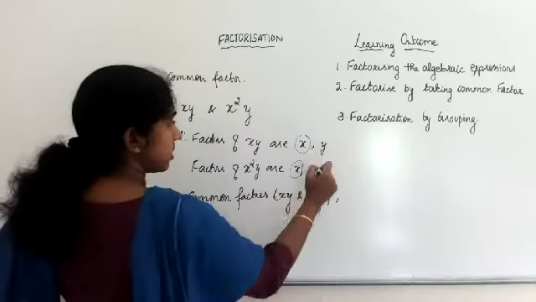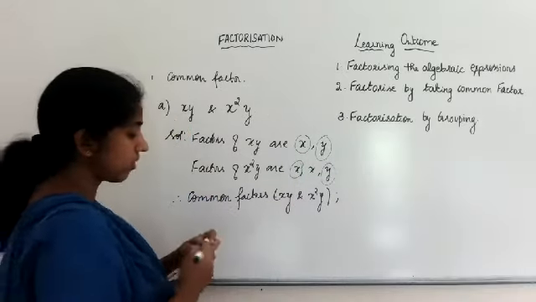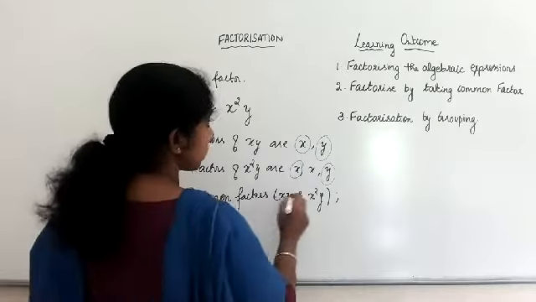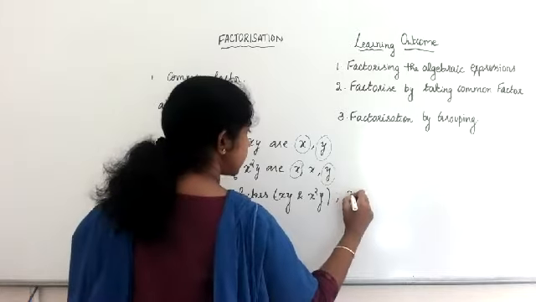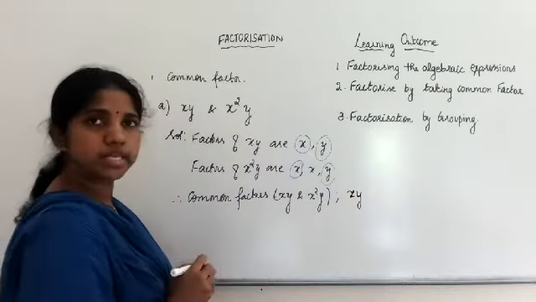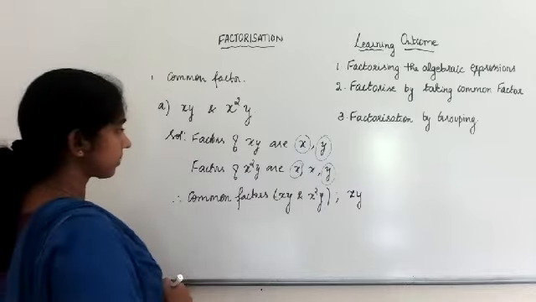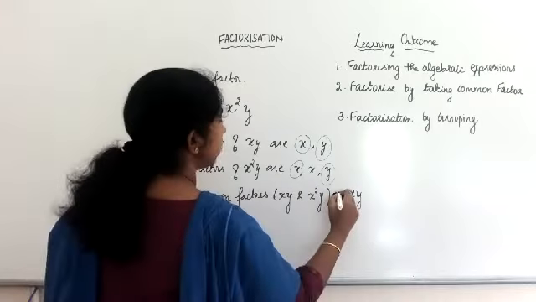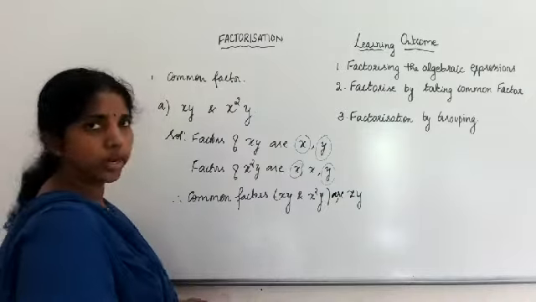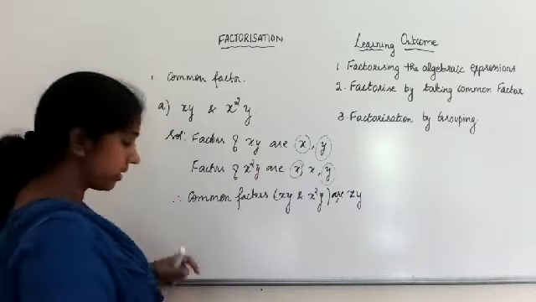What about y? Yes, here there is y and here also there is y. So which are the common factors? The common factors of xy and x square y are x and y. So this is how you find the common factors. We write x into y. That is the common factor between xy and x square y. Let us do one more problem.